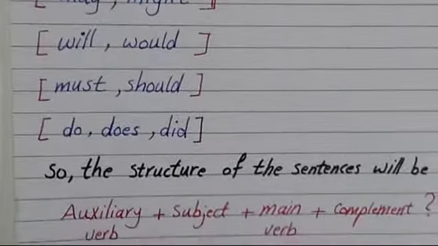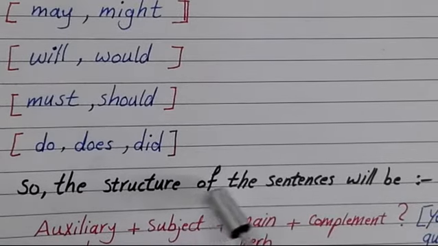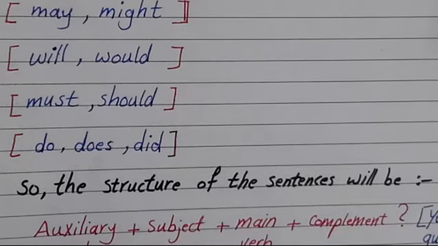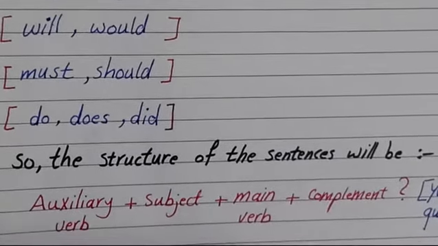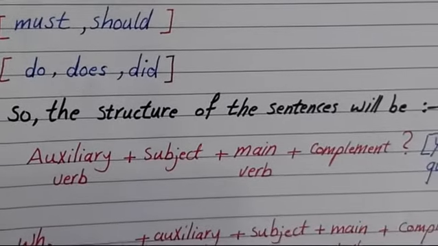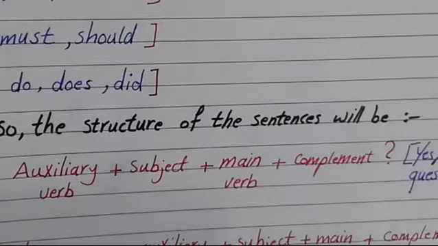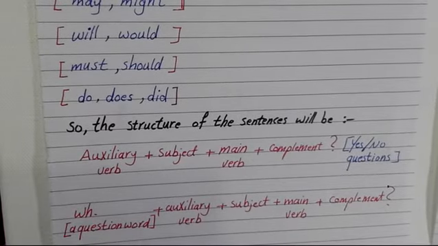So لذلك the structure، لذلك التركيب of the sentences، تركيب الجمل will be، I mean the structure of the interrogative sentences، تراكيب الجمل الاستفهامية سوف يكون على نوعين، لأنه تطرقنا سابقا إلى أنه لدينا نوعان من الجمل الاستفهامية: جمل تبدأ بفعل مساعد وجوابها يكون مبدوءا بيس أو نو، وجمل أخرى تبدأ بأداة استفهام.